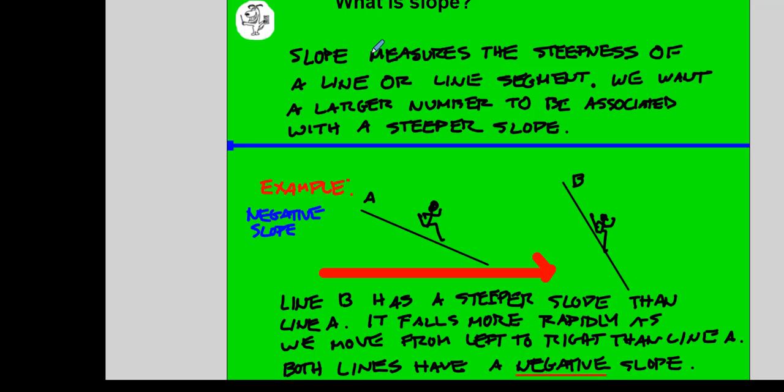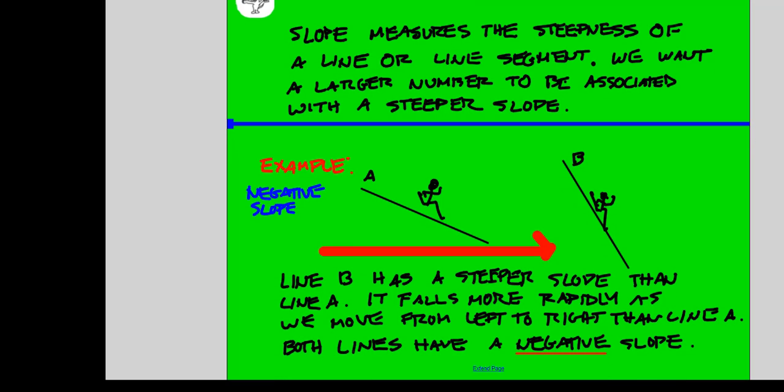So again, what is slope? Slope measures steepness of a line or line segment. We want a larger number to be associated with a steeper slope. Now we have what we want to be negative slopes, because in the case of line segment A, the runner is falling as he or she moves from left to right. But line B is steeper in a negative direction. So let's just make up a number here. This slope could be, say, -20. This slope could be -5.